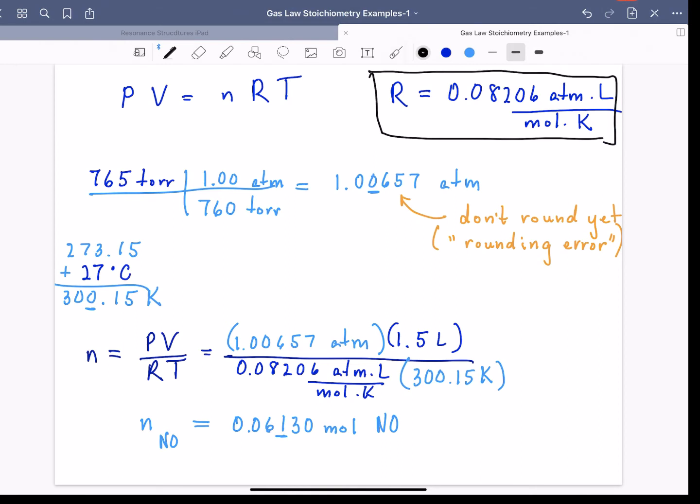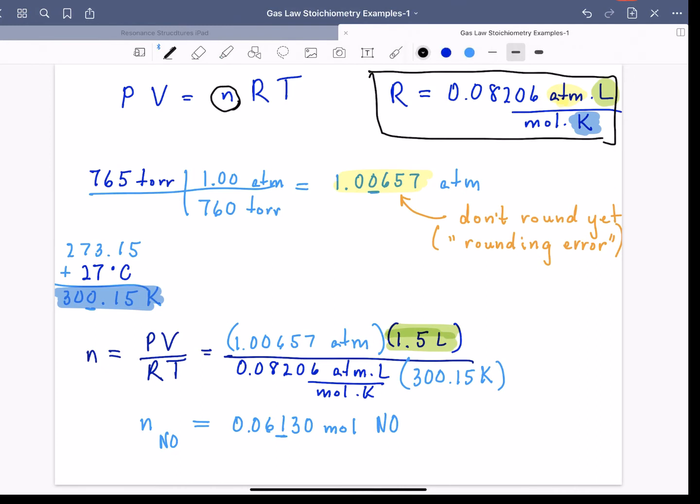So because R has units of atmospheres, our pressure has to be in atmospheres. Liters, our volume is in liters, and it was given in liters. Kelvin means our temperature needs to be converted to Kelvin. In gas law problems, temperatures must always be converted to the absolutes or the Kelvin scale. And once we have that information, plus we know R, we can solve for the moles.